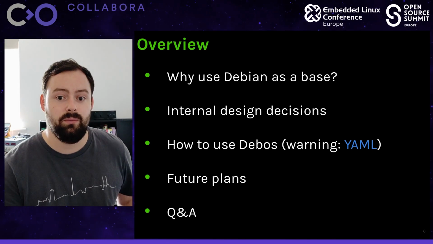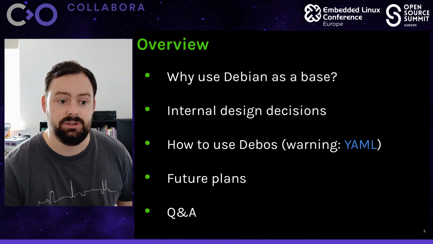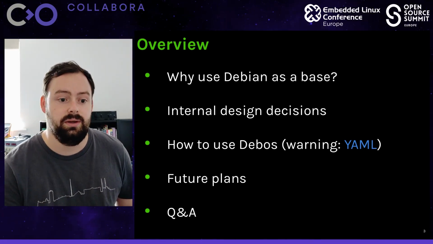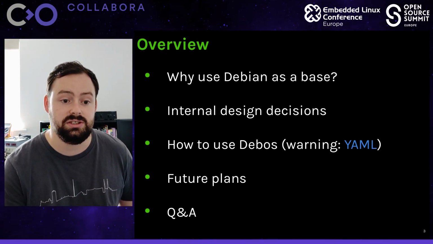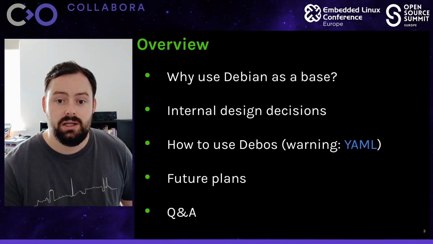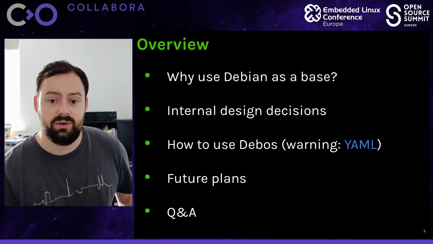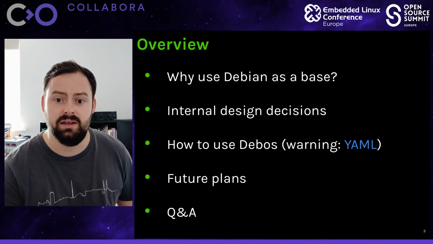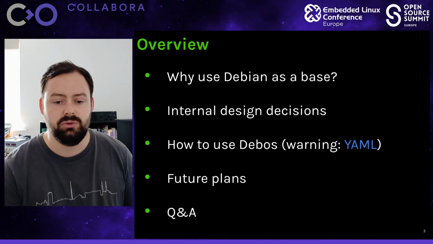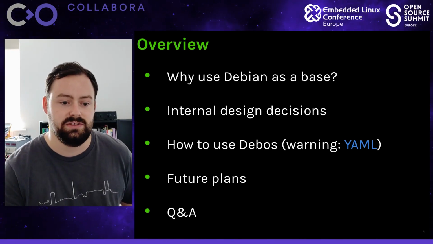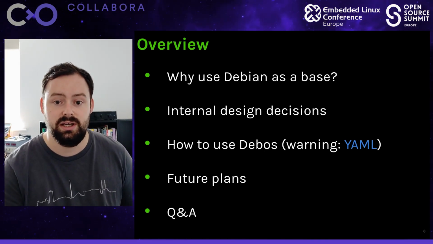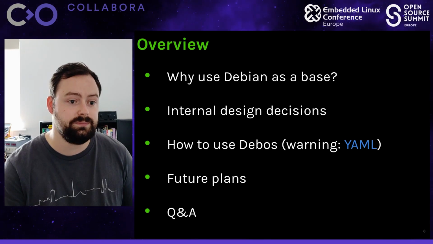So today we're going to talk about why you want to use Debian as a base for your distribution over certain things like Buildroot or Yocto, some of the internal design decisions of Debos, and how to use Debos. Debos relies heavily on YAML configuration files. I've left a link here for a tutorial if you're not familiar, but it's very simple really. I'm also going to go through some future plans for Debos, and hopefully at the end, if we've got some time, I'll take some questions and post some answers.